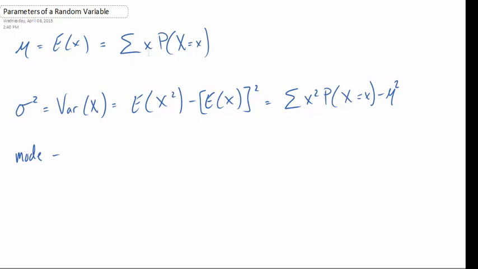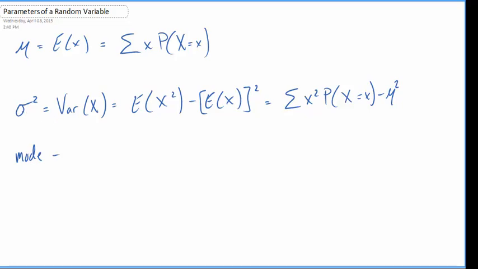It's the sum of each data value times its probability. Sigma squared, you hopefully remember that as being the variance of data. So the variance of x is equal to the expected value of the data squared minus the expected value of the data quantity squared. In other words, the sum of the x squared, the data value squared times its probability, minus the mean value squared, because mean is expected value.